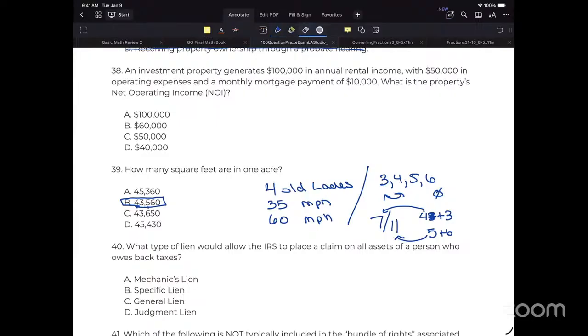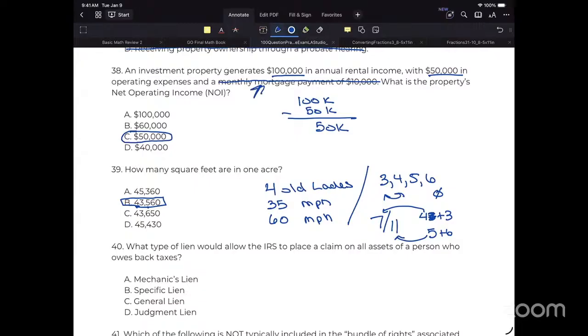So if it generates 100,000 in annual rent and $50,000 in operating expenses, we're just going to do 100K minus 50K, which is going to give us 50K. This monthly mortgage payment of $10,000 is not included in net operating income. So our answer is C, $50,000. They're going to try to get you with this monthly mortgage payment.